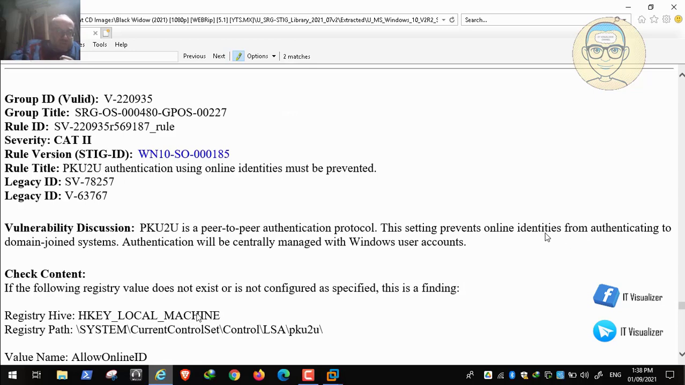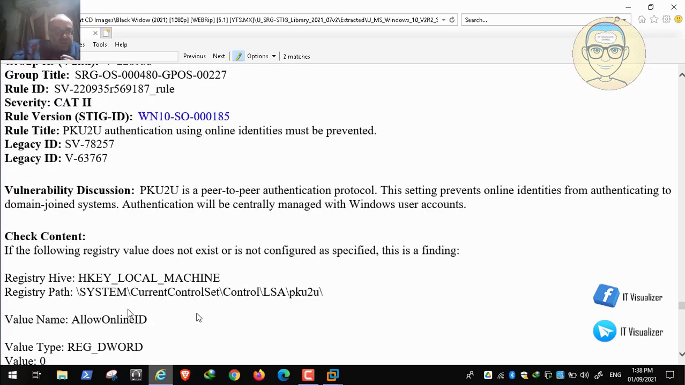For example, we also know that you can access Windows using your Microsoft account. This should not be allowed. You can access Windows using your local account, not a Microsoft or Hotmail account. I think what it's saying is about preventing online identities from authenticating to a domain. So you cannot use your Microsoft Hotmail account to access the domain. You need to have a local account or a domain account. So let's see also how to disable this kind of option.